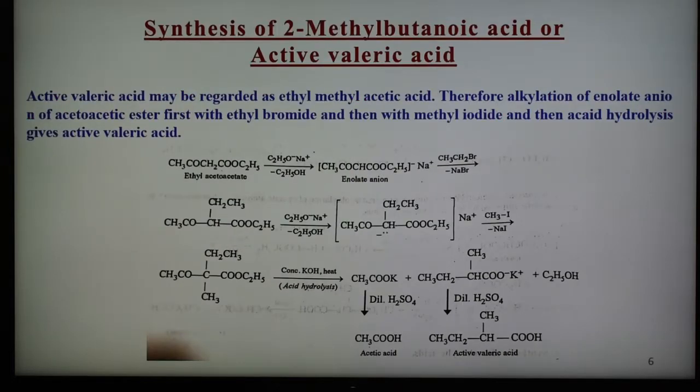Next is the synthesis of 2-methyl butanoic acid, also known as active valeric acid, which we can say is regarded as ethyl methyl acetic acid. Therefore, alkylation of the enolate anion of the acetoacetic ester first with ethyl bromide and then with methyl iodide, and then acid hydrolysis, gives active valeric acid. The reaction for the synthesis of active valeric acid, or 2-methyl butanoic acid, is shown. 2-methyl butanoic acid is also known as active valeric acid.